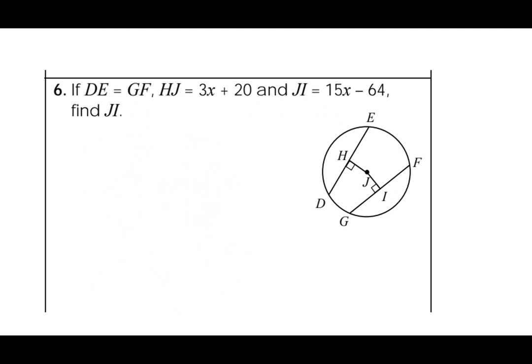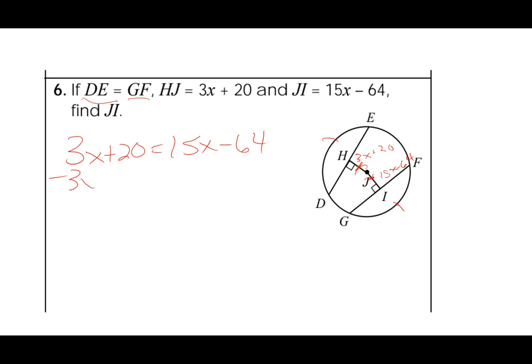Here is an example. This one's number 6. They tell you that the chords are congruent. So they tell you DE is congruent to GF. So that means the arcs are also congruent. It tells you that HJ is 3x plus 20 and JI is 15x minus 64. So if our chords are congruent, then these two inner pieces are also congruent to each other. So we're going to set it equal and solve.